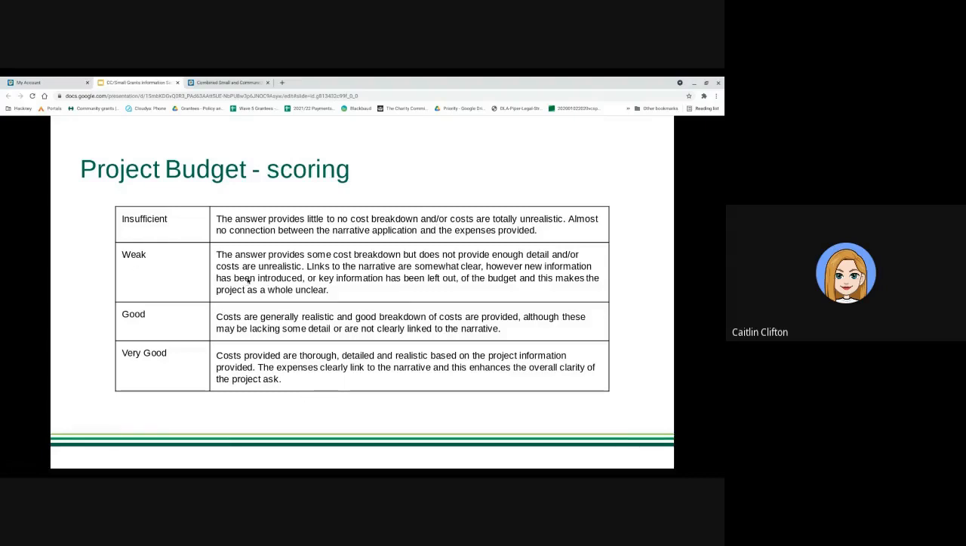And a weak answer, so it provides some cost breakdown, but not enough detail, and or maybe the costs are unrealistic. Maybe you've asked for £5,000 for 10 laptops. If you have good reason for asking for that, that's when you want to justify it in that budget section. The links to the narrative are somewhat clear, however, new information has been introduced or key information has been left out. And this makes the project as a whole unclear.